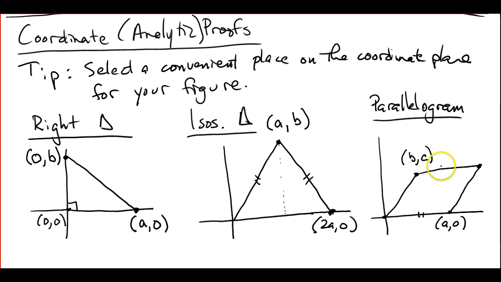Now I know that these two sides are congruent, and I know that the length of this bottom segment is a. So if I'm up here at b comma c, in order to get over to this point on the end, I'm going to have to go a distance of a. So I know that my x-coordinate over here is going to be a plus b, right? Because I need to go a distance of a, but starting at b.